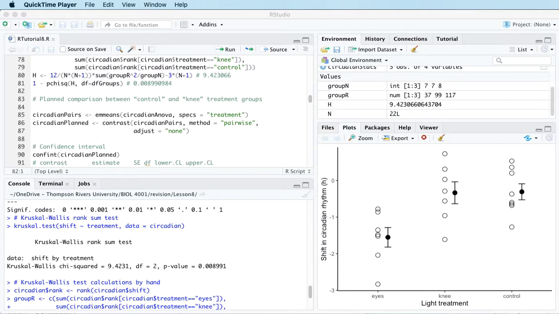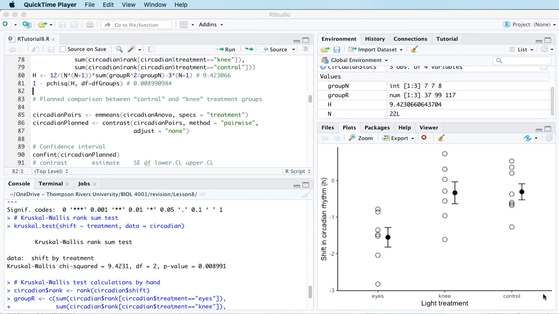We have to be careful when we are thinking about this kind of situation where we've got 3 or more treatment groups, because there's potentially many different comparisons that we could make. So, for example, we could compare the population treatment mean for the eyes group compared with the knee group. We could look at the eyes group compared with the control group, and we could look at the knee group with the control group.